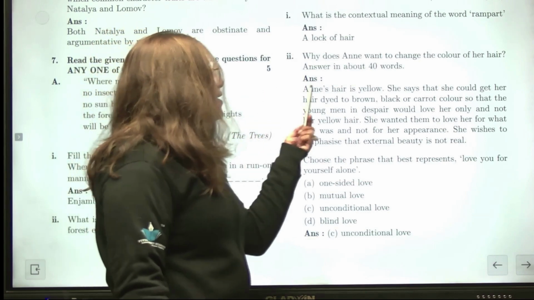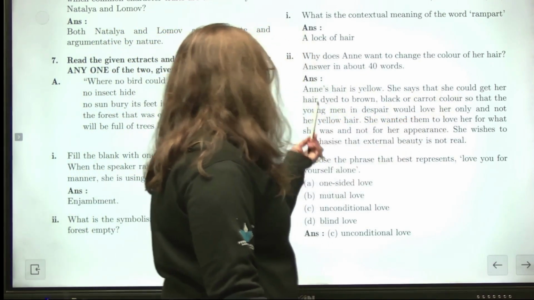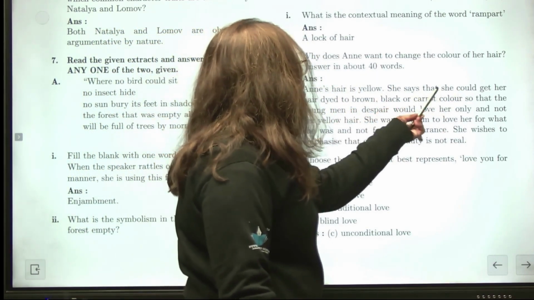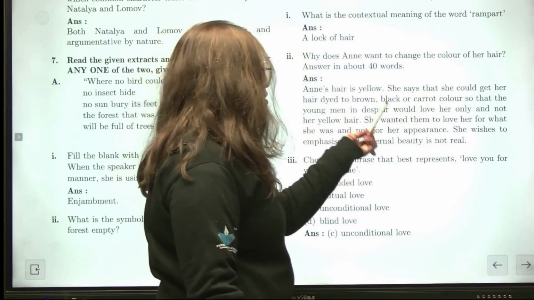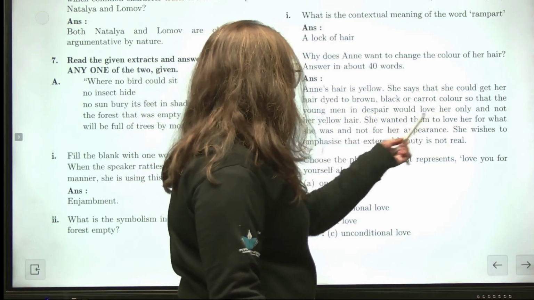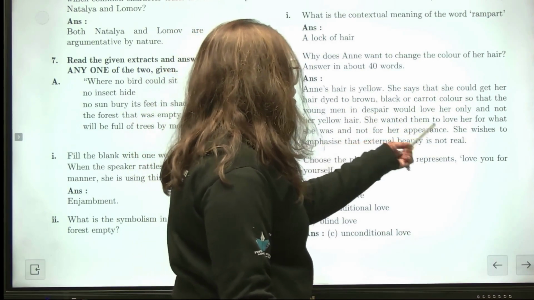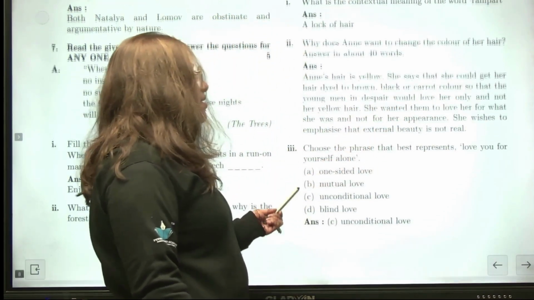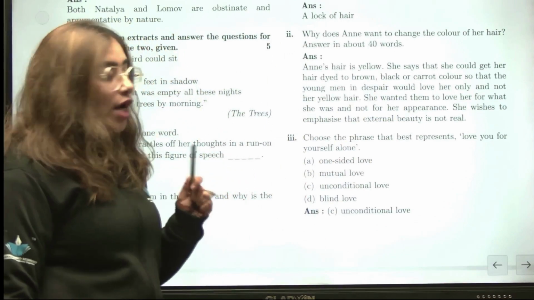Okay. So Annie's hair is yellow. She says that she could get her hair dyed to brown, black or carrot color so that the young man in despair would love her only and not her yellow hair. She wanted them to love her for what she was and not for her appearance. She wishes to emphasize that external beauty is not real.